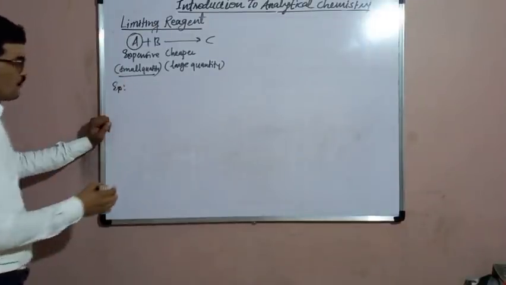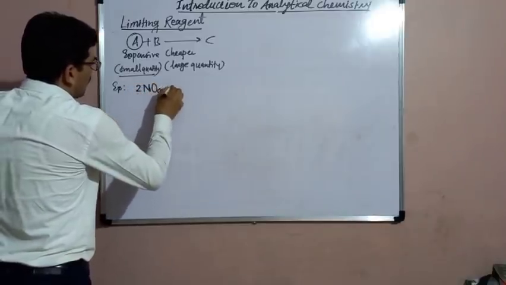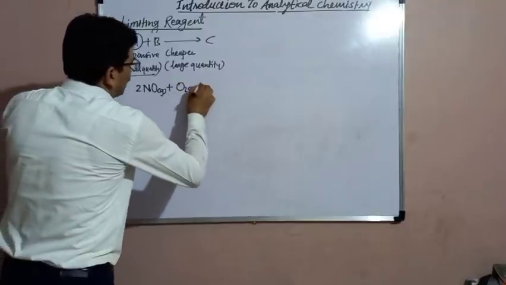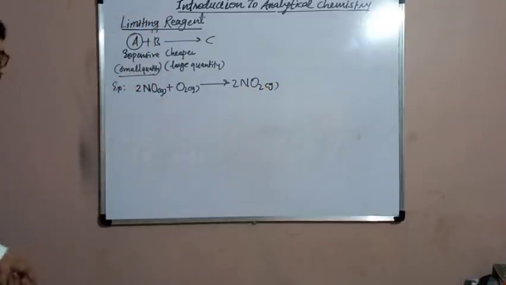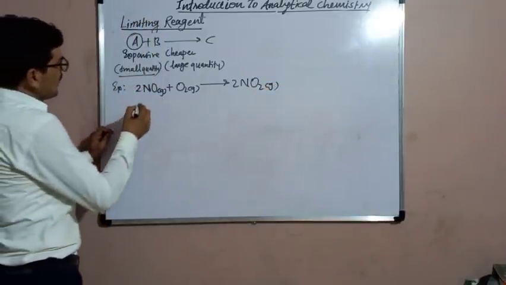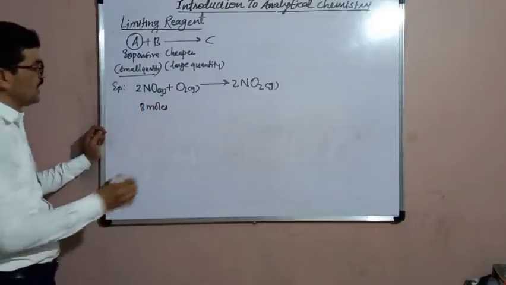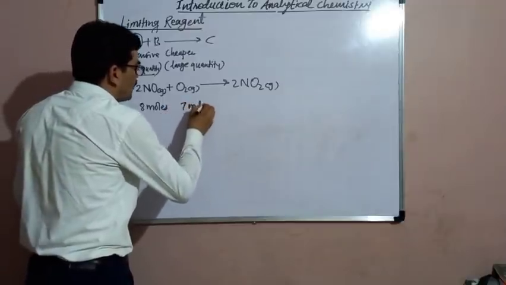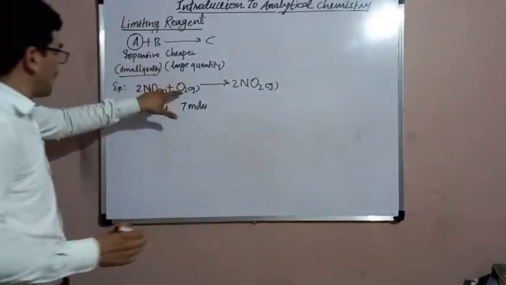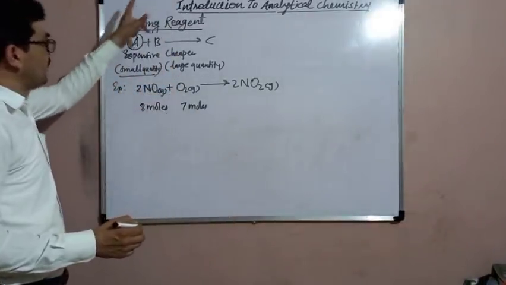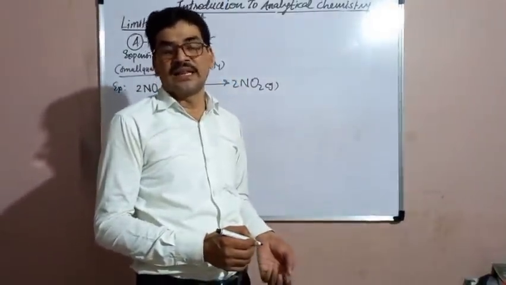Example: in the conversion of nitric oxide, NO gas, into nitrogen dioxide gas, NO2. Suppose here we have initially taken 8 moles of nitric oxide and 7 moles of oxygen gas. Then out of these two reactants, which reactant will be the limiting reagent and which reactant will be the excess reagent? That we have to decide here.